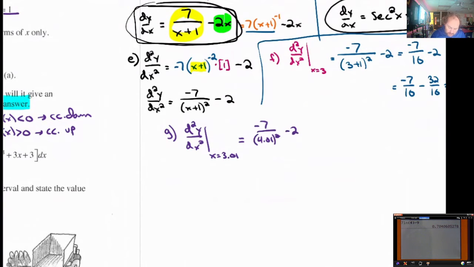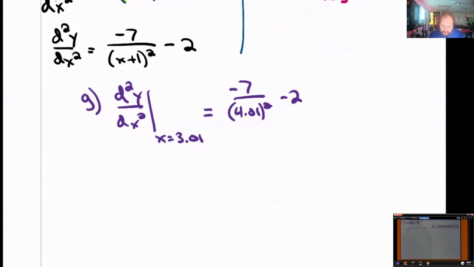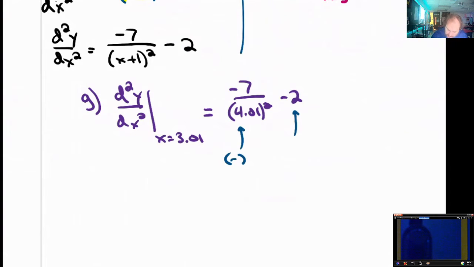Well, I might actually need a calculator for this because I'm not entirely sure. I believe it's going to be negative for sure, because this fraction here is going to be negative. You'll have a negative 7 divided by a positive number. That'll be negative. And then you're going to subtract 2 from it. So this is going to be negative. And so therefore, this curve is concave down.